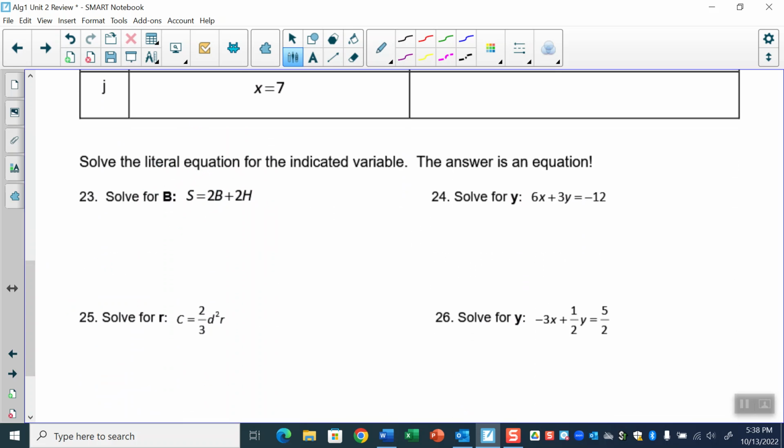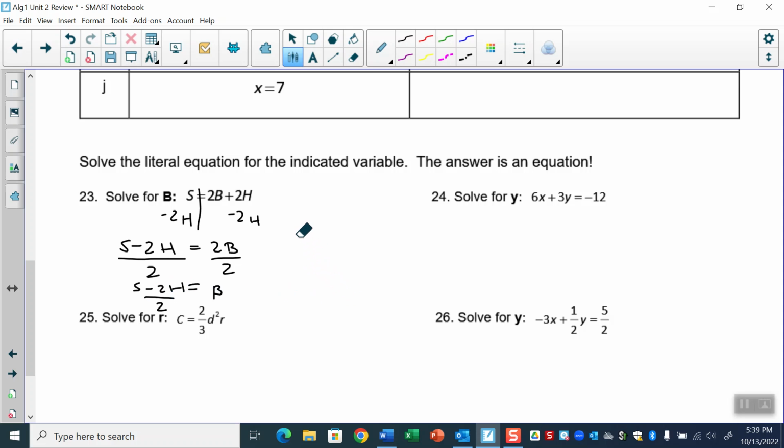So literal equations, we are solving for B. So here's the B right here. So what I'm going to do, I've got two sides. So I'm going to subtract my 2H from both sides. So I can't combine these, so that would just be S minus 2H equals 2B. And then now I want to get rid of the 2, so I'm going to divide by 2. So I get B equals S minus 2H all over 2.